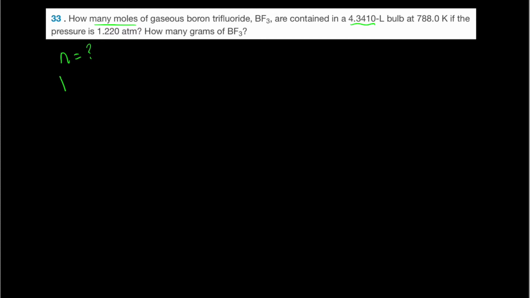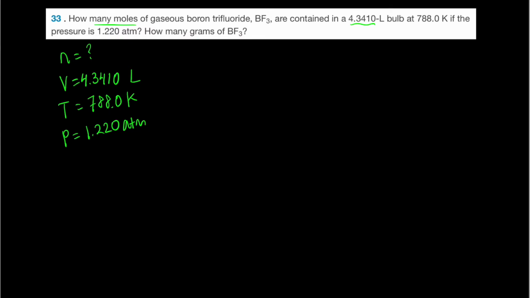The volume is 4.3410. Quite a few sig figs there, and that's in units of liters. The temperature, how unusual, is given to us in actually the Kelvin we need, so 788.0 Kelvin, okay? And the pressure is equal to 1.220 atmospheres, okay? So that's the first problem.